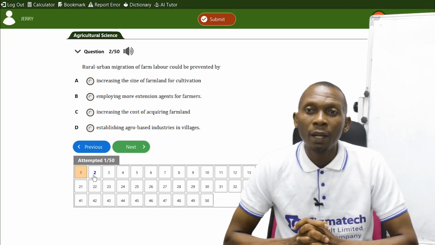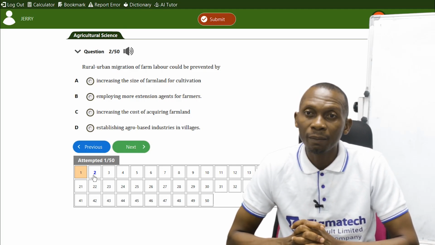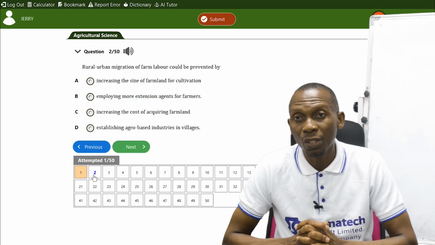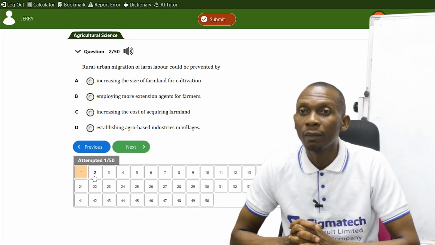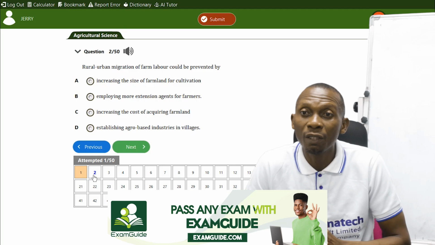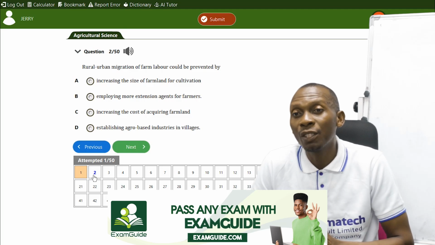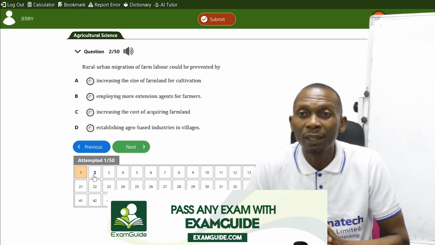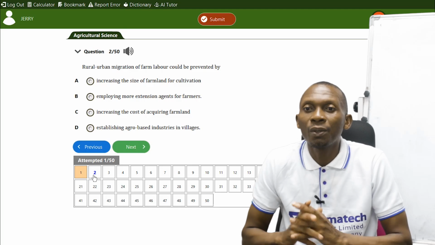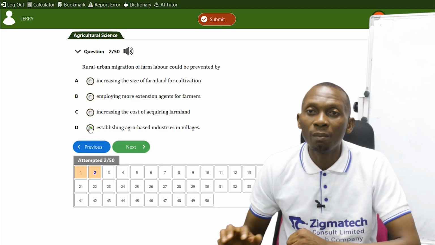So if you increase the size of the farmland for cultivation, that will not encourage them to remain in the rural areas. Employing more extension agents will also not encourage them to remain in the rural areas. Increasing the cost of acquiring farmland will make the situation even worse. And the last option is establishing agro-based industries. When agro-based industries are established, this would create employment opportunities, and this would encourage the youth to remain in the rural areas. So establishing agro-based industries in villages is the correct answer that will help to prevent rural-urban migration.